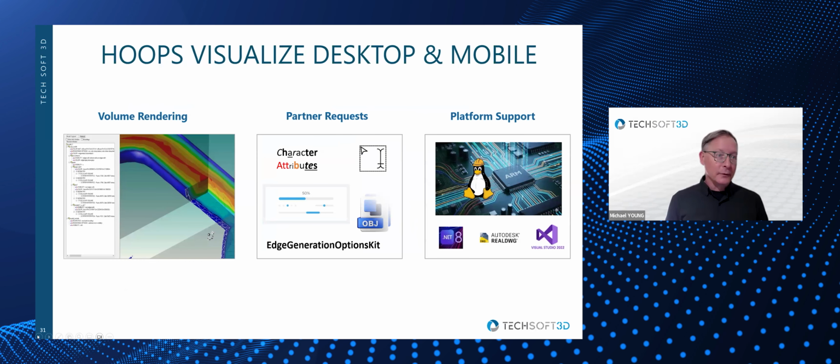Not all the action was on Hoops Visualize Web. The desktop and mobile SDK also received a bunch of investment this last year. The volume rendering capability that was previously available in the 3DF API of Hoops Visualize is now available in the HPS API. That's a lot to say quickly. There's now the cellular volume kit in the API that enables you to display 3D volumetric entities.